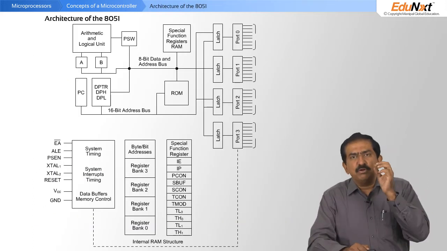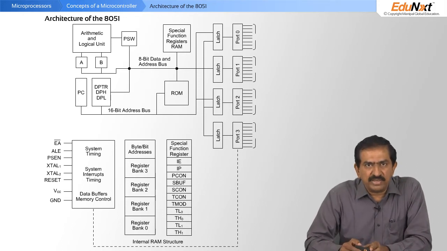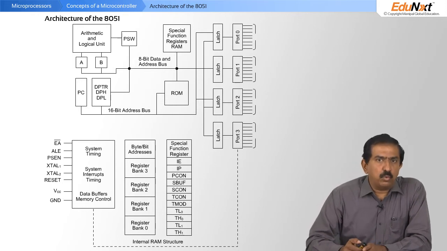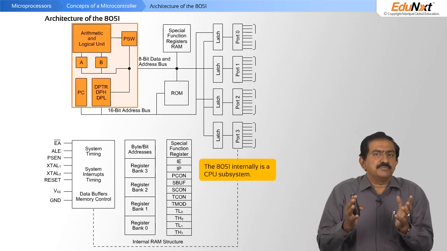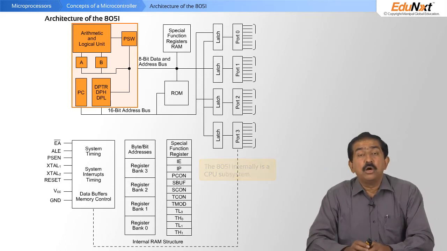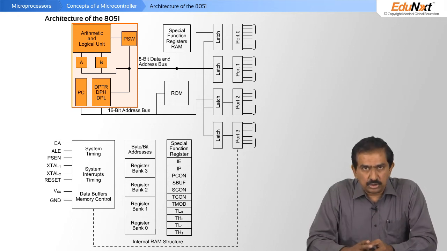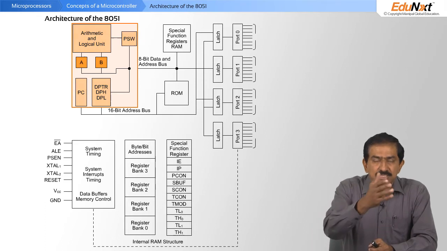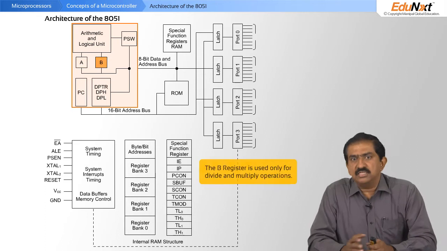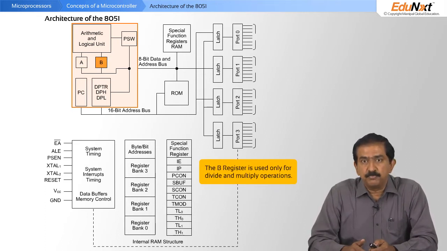Let's look at an example of one of the most widely used, most famous microcontrollers. It's called the 8051. First of all, the 8051 internally is a CPU subsystem. It has a processor that permits a whole bunch of operations. All standard instructions available in a microprocessor are also available in the microcontroller. It has two registers in this case, the A and the B register. The A register is used as the accumulator. The B register is used only for divide and multiply operations. It doesn't have much use otherwise.